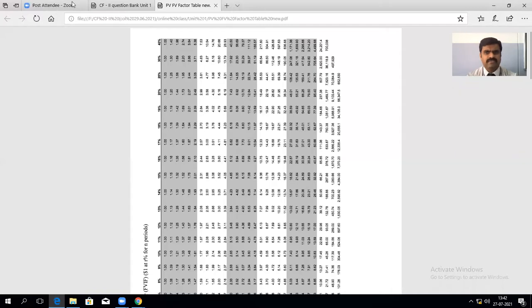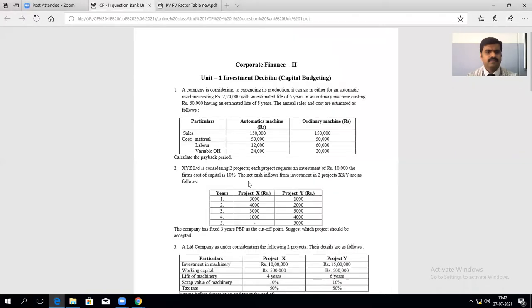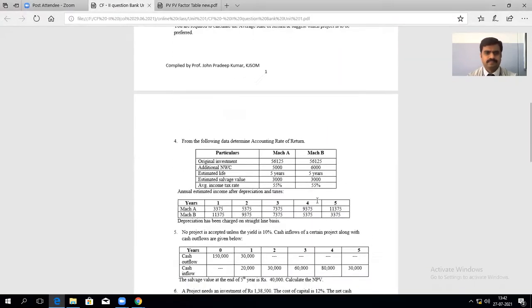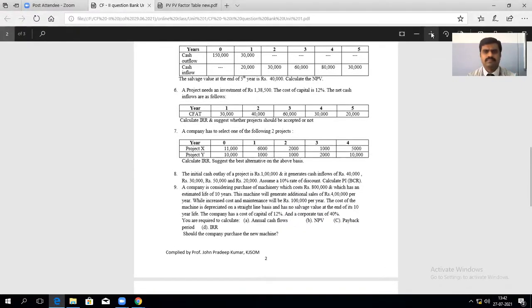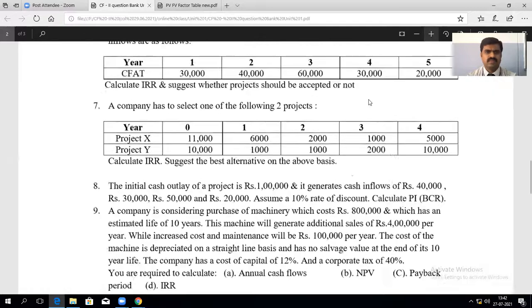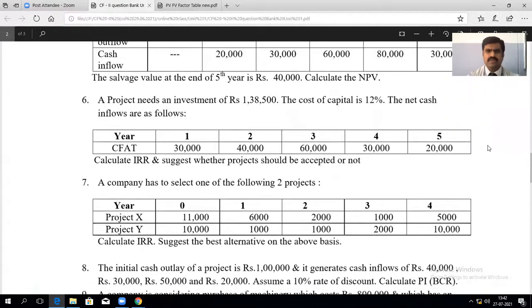Which question do we have to solve now? Question number 6, sir. It's a very small, very simple question. So any one of you please read.